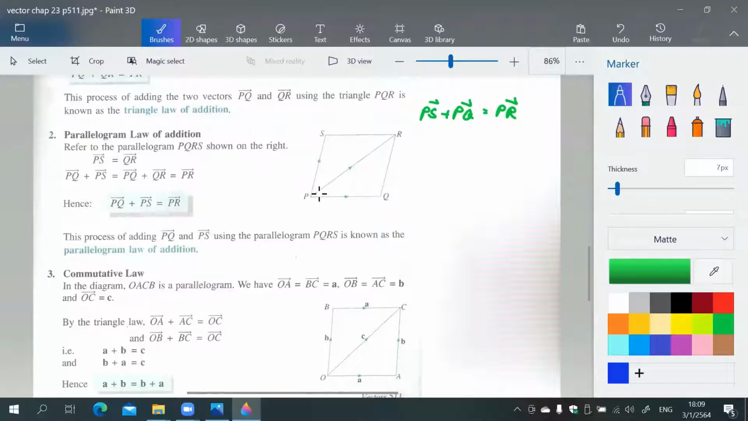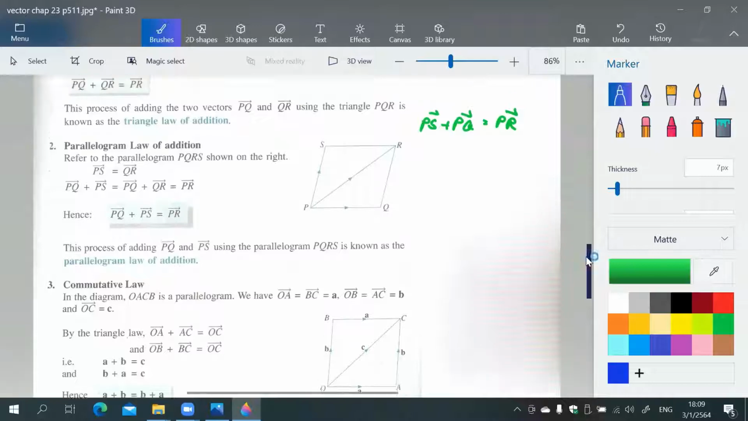Okay, PQ plus PS equal to PR. And you can bring this one to solve the question. One, we know this one is a parallelogram. For a parallelogram, for sure, the opposite sides should be the same length, right? And should go in the same direction. That means vector PS equals vector QR in length and direction, and also vector PQ equals vector SR, and also the length.